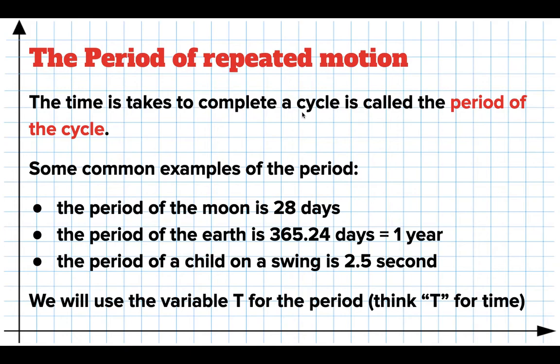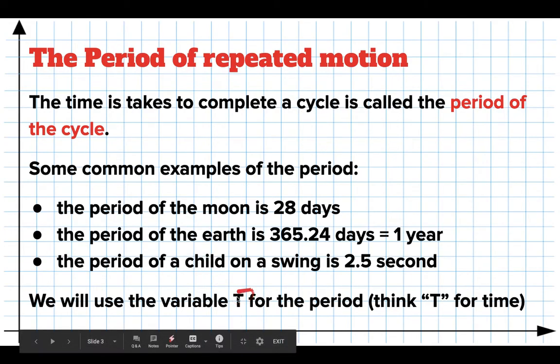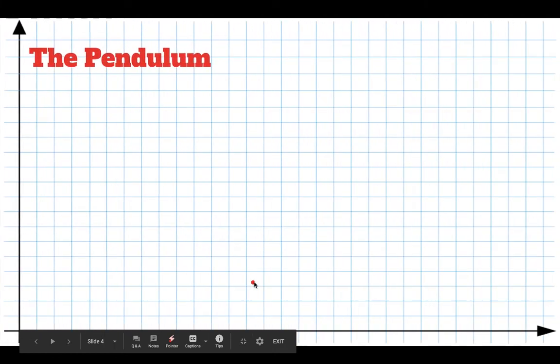Okay? We're going to use the variable capital T for the period. So capital T, think T for time. It's the period. We're not going to use P, we're going to use T because it's a time. It's a special time, the time for one oscillation or one cycle.